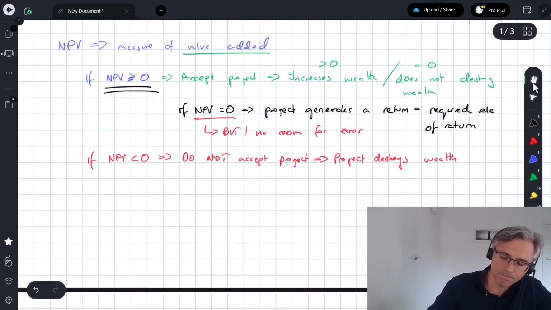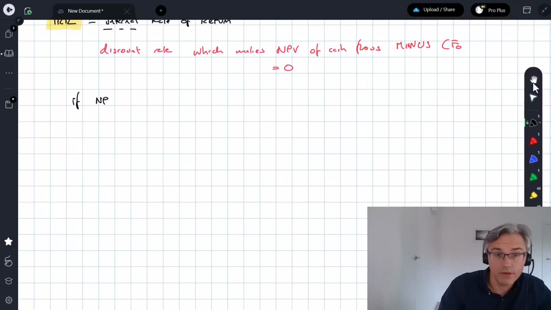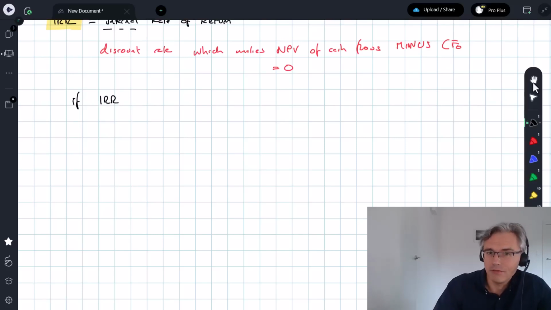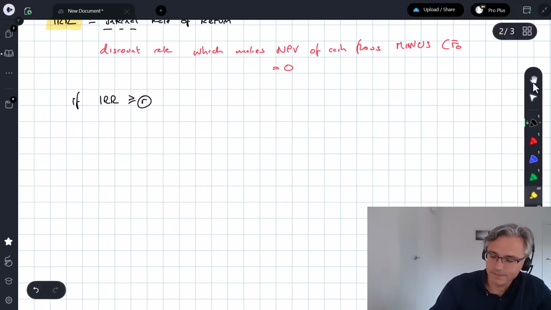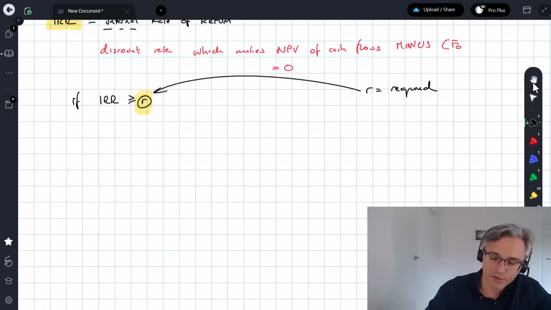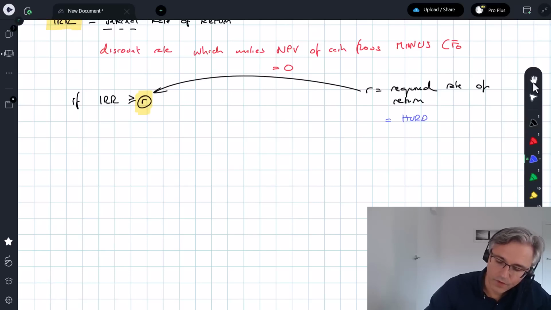Okay. Now, if the IRR of the project, its true internal rate of return, is higher than R, what we would require from a project, so this R is the required rate of return, the same one that we had on the previous page. And think of that as your kind of hurdle rate, what your project needs to deliver to get funding.